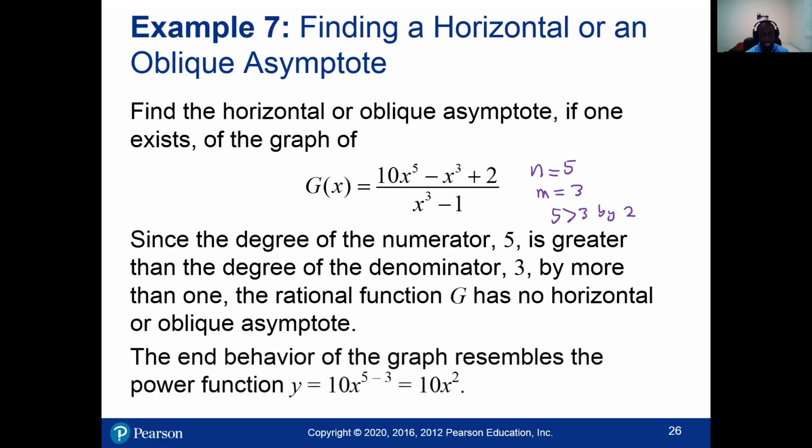But the end behavior is going to behave like 10 over 1 times x raised to n minus m. So it's going to behave like this function. It rises on both ends, both sides, if you want to call that.